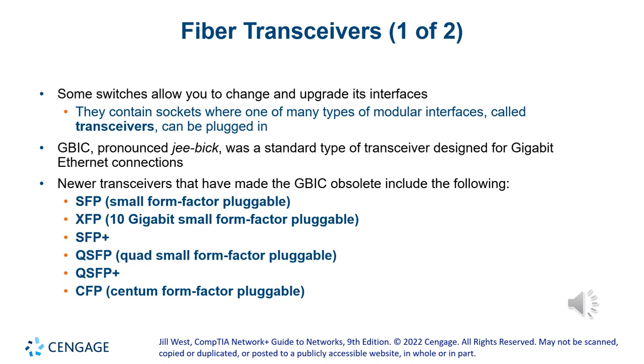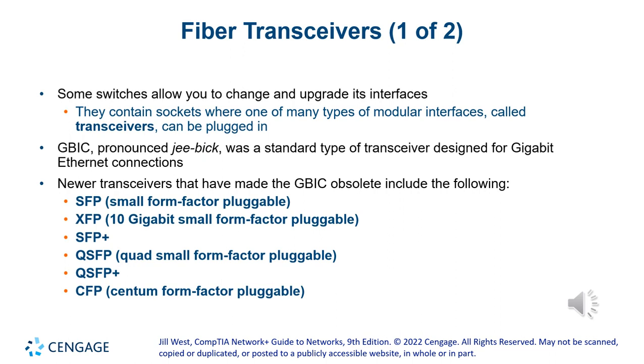Nowadays, the term GBIC is obsolete because GBIC was a very wide connector. So now there are other types of connectors for the SFP. You have SFP plus. SFP is for small form factor pluggable, and the plus supports multiple speeds. The XFP is for 10 gig small form factor, and you have the QSFP, which is a quad small form factor. Basically, it's combining 4 into 1, and you have the quad plus.